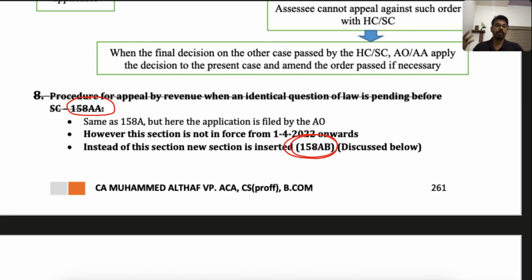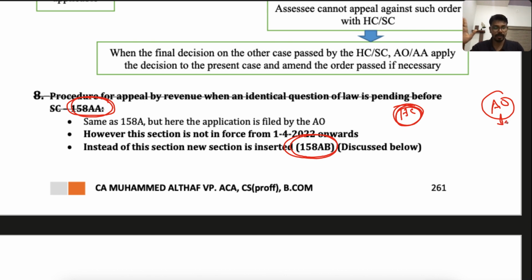Now instead they have brought in a new section, 158AB. So you might be thinking, what is the difference between 158AA and 158AB? Small differences. See, in the case of 158AA, the concept is very simple. Already a case is pending in his case, you have to understand, with the High Court or the Supreme Court, and another transaction of the same kind is happening again. So the assessing officer will not pass the order directly. Instead he will wait till the High Court passes its order.